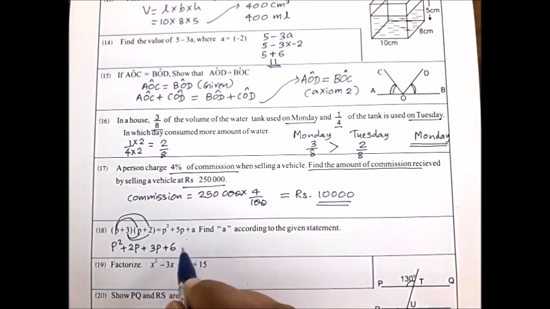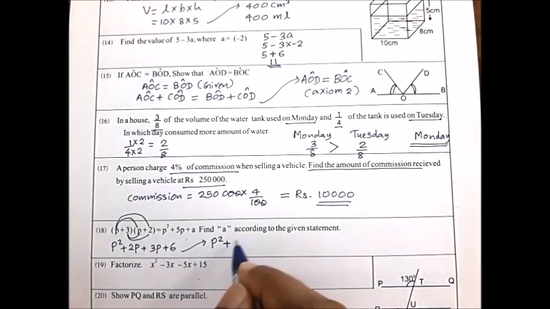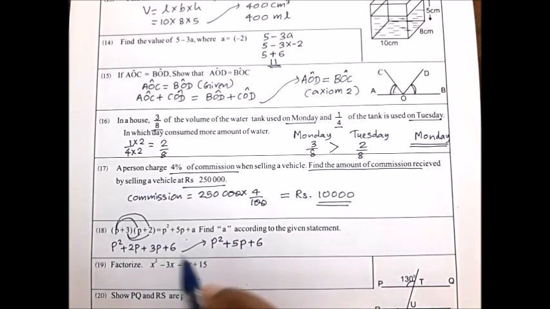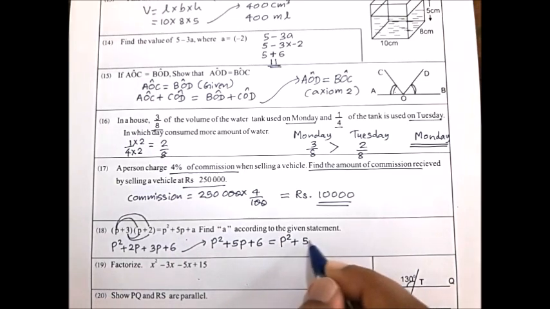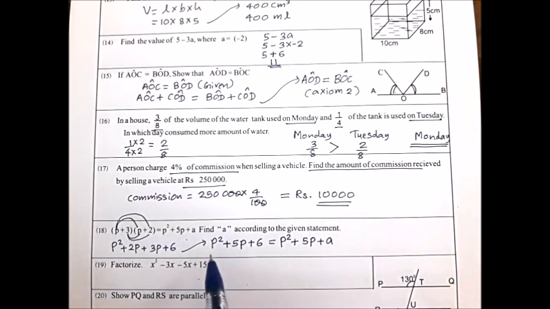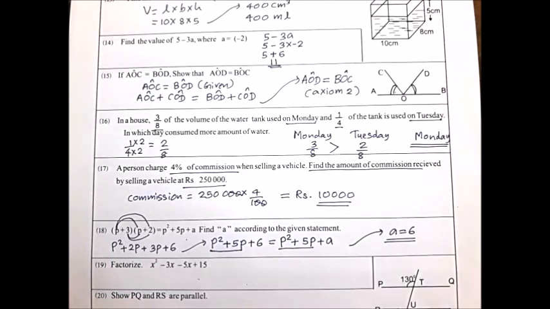Now write the simplest form here. P to the power 2, 2p plus 3p. It is 5p plus 6. Now equate this expression to p squared plus 5p plus a. Now you can see here these two are the same. P squared plus 5p. Now instead of 6, here the value is a. The answer is a equals 6.